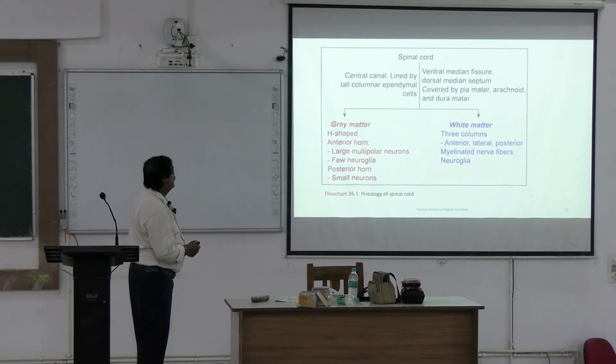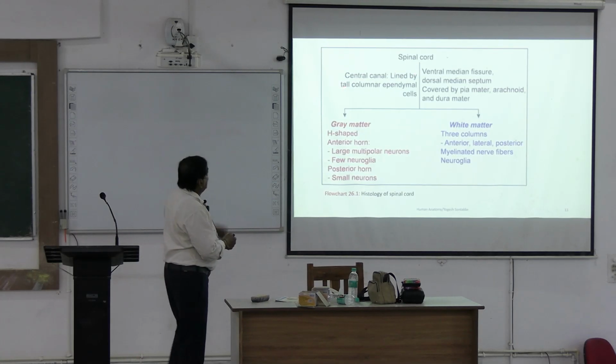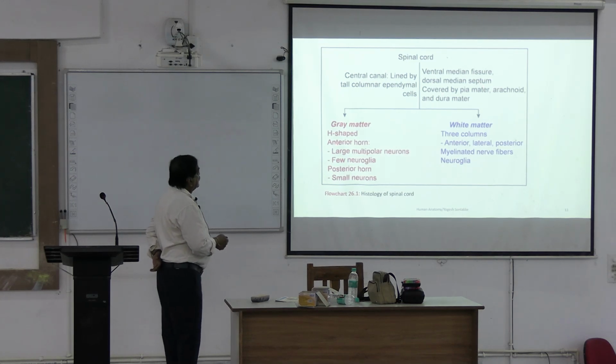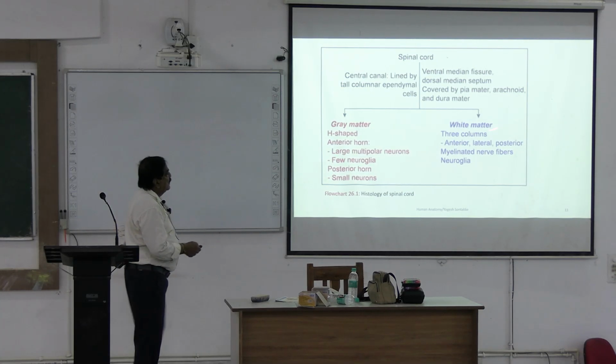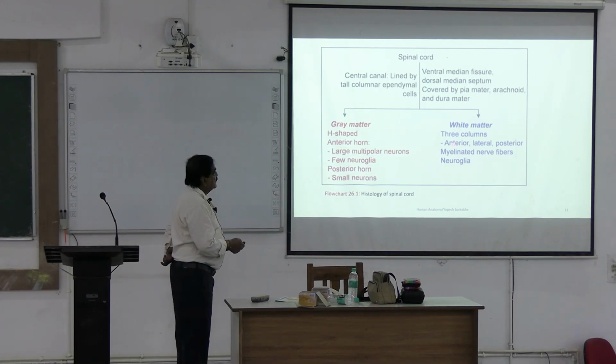Spinal cord: the central canal is lined by tall columnar ependymal cells. There is a ventral median fissure and a dorsal median septum, covered by pia mater, arachnoid mater, and dura mater. Grey matter is H-shaped; the anterior horn has large multipolar neurons and few neuroglia, and the posterior horn has small neurons. White matter has 3 columns: anterior, lateral, posterior, with myelinated nerve fibers and neuroglia.